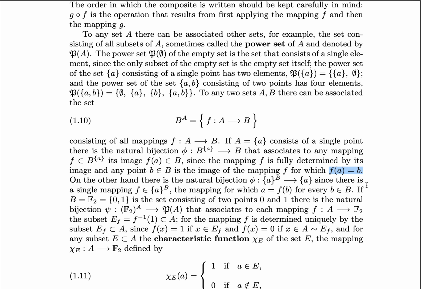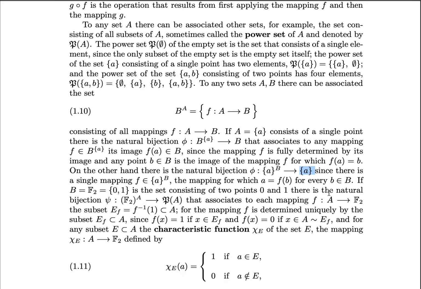We consider all the mappings from B to A, and each of those mappings is going to associate an element within A. Since there's a single mapping between B and just the set of A, the mapping for which A is equal to F of B for every B, that singular mapping, an element of this set, is associated with element A in this set.